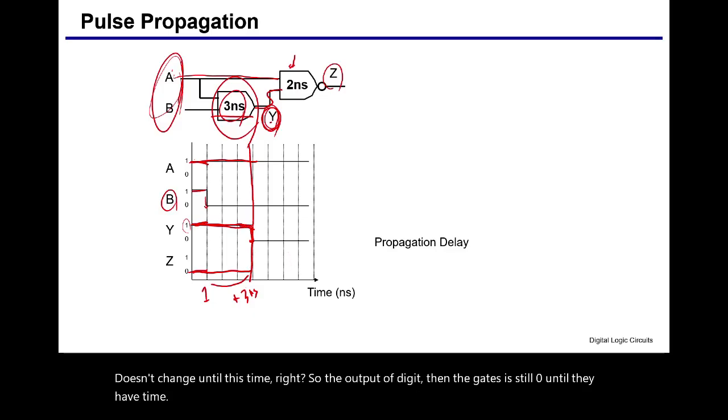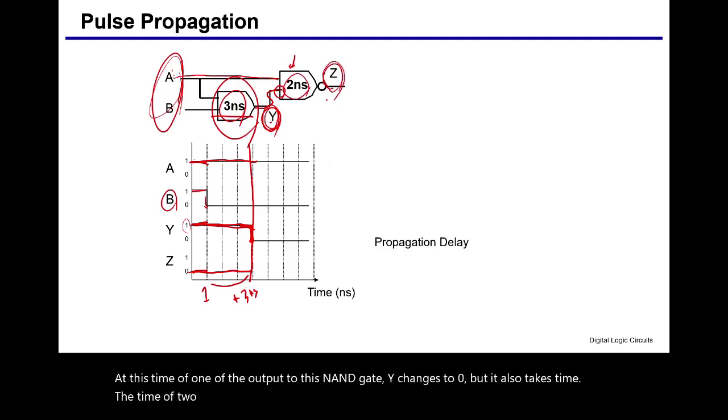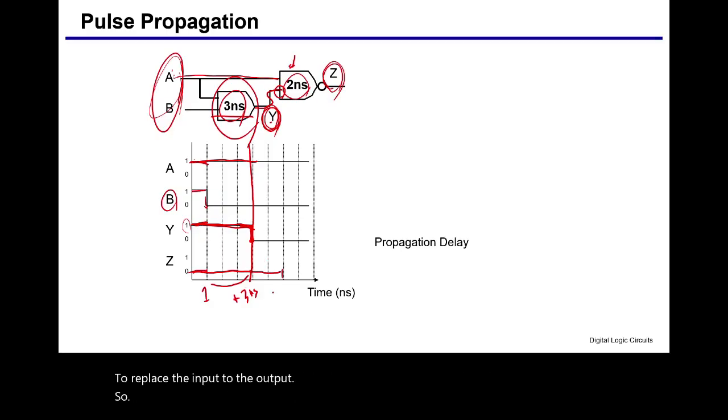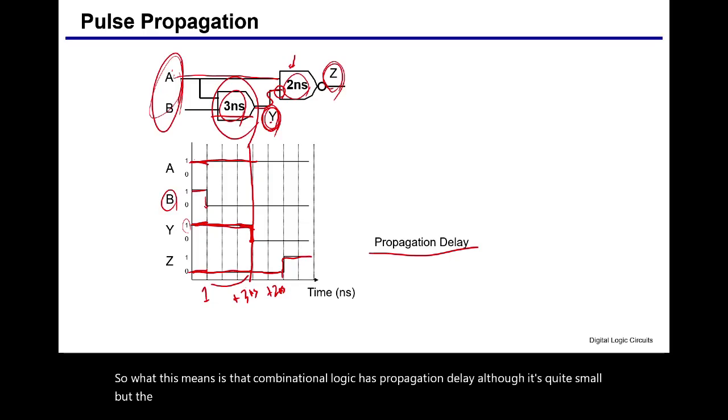At this time, one of the inputs to this NAND gate, Y, changes to 0. But it also takes time, 2 nanoseconds, to reflect the input at the output. So after another 2 nanoseconds, the output of the NAND gate, Z, changes to 1. So what this means is that combinational logic has propagation delay. Although it's quite small, the input needs to take time to become the output.